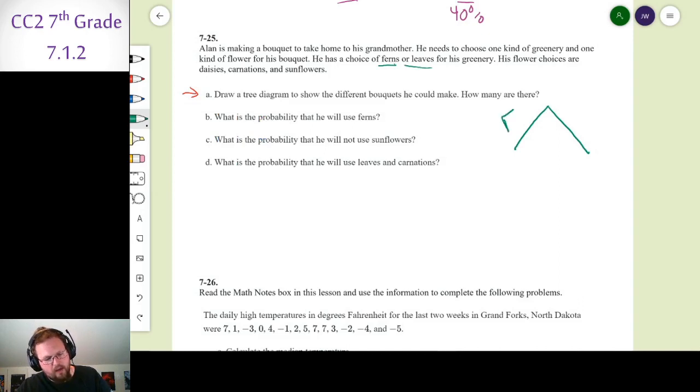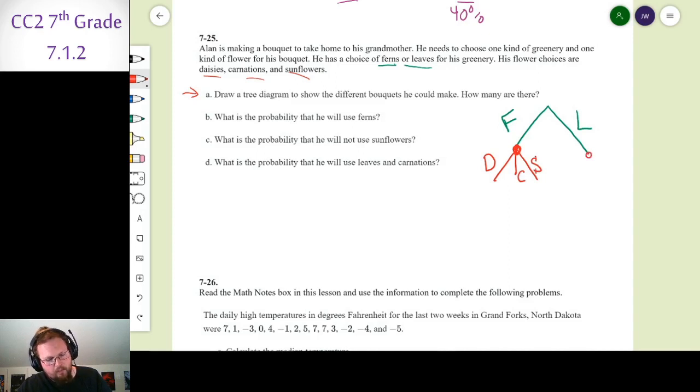So this could be F for fern or L for leaves. And then afterward, he has 3 choices for flowers for his bouquet. So he has 3 options here, which is daisies, carnations, or sunflowers. So I will just use one letter for that. Daisies, carnations, and sunflowers.